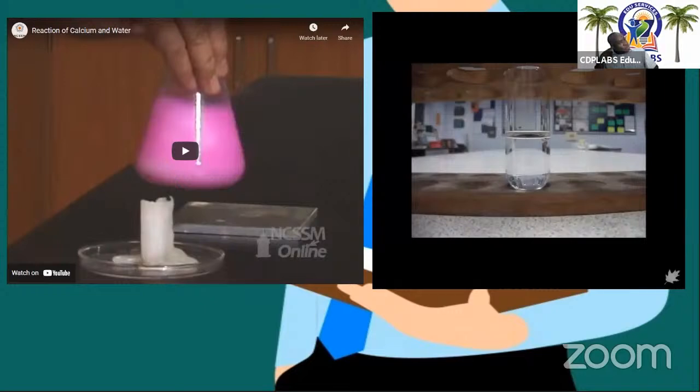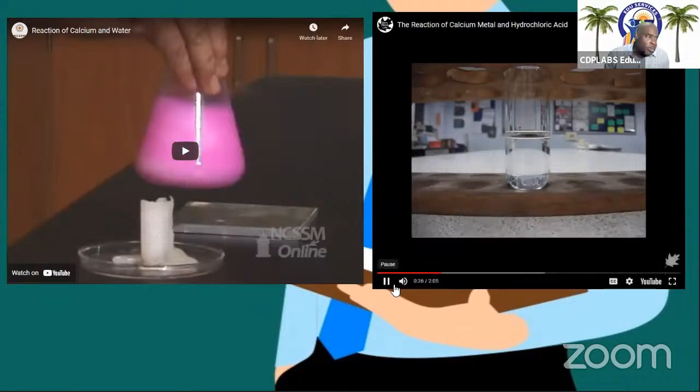I'm now going to demonstrate the reaction of calcium metal and dilute hydrochloric acid. The hydrochloric acid I'm using on this occasion is 0.5 molar. I'm just going to put a small chip of calcium metal into the acid and notice the characteristics.